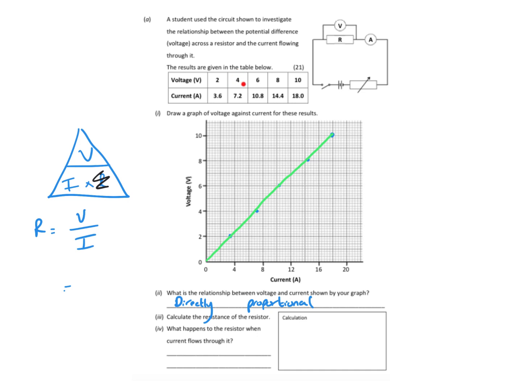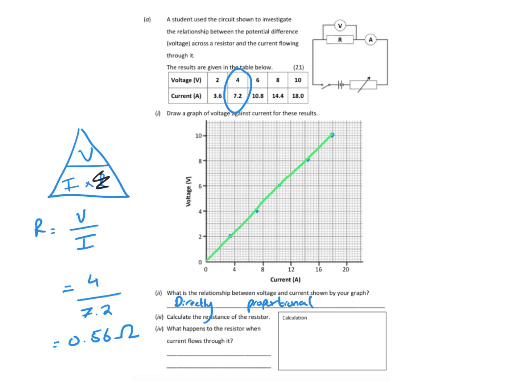So if I'm picking the 4 for the voltage, I have to pick the 7.2 as well. And that's the one I'm going to pick. So I'll circle them up here just so I know which ones I'm using. My resistance is equal to my voltage, which is 4, divided by my current, which is 7.2. And when we pop that in our calculator, exact same as the one we did earlier on, 0.56 ohms.